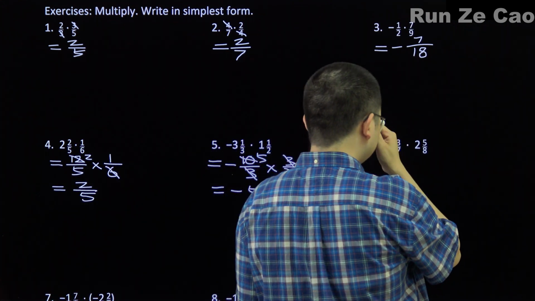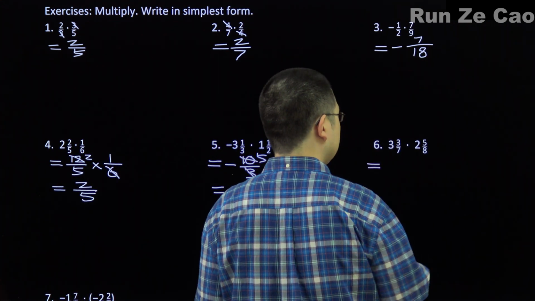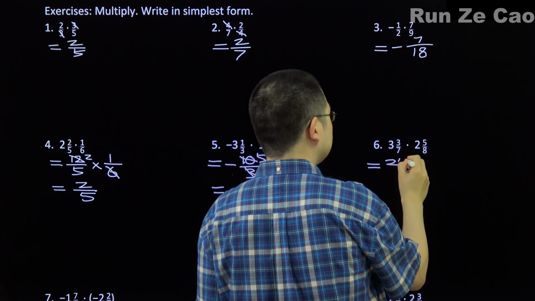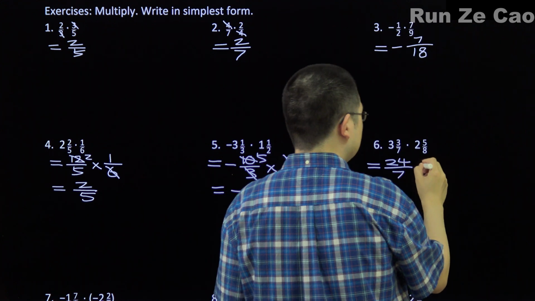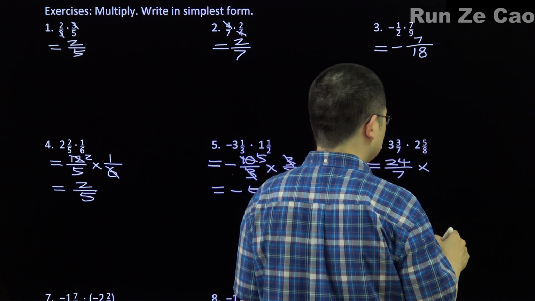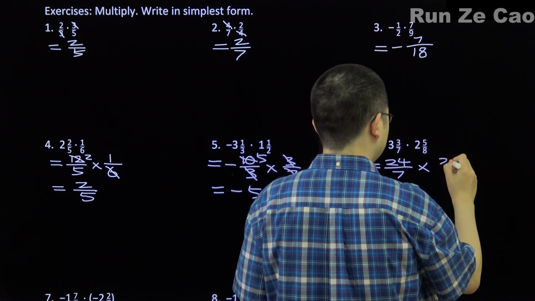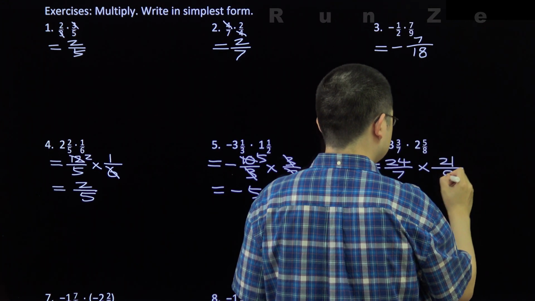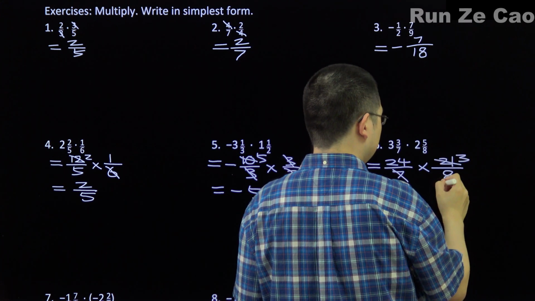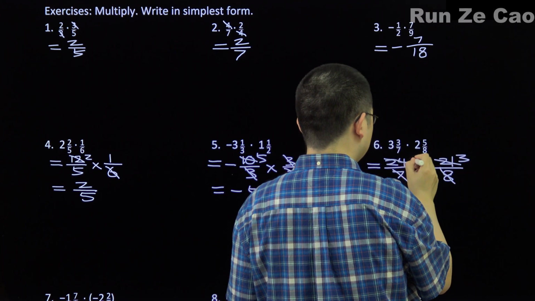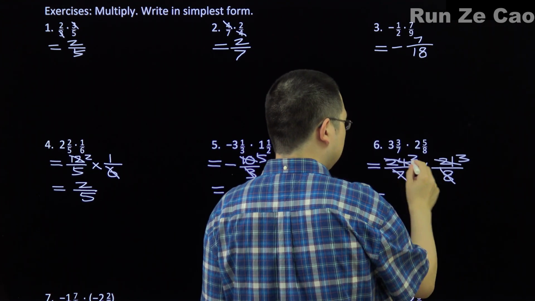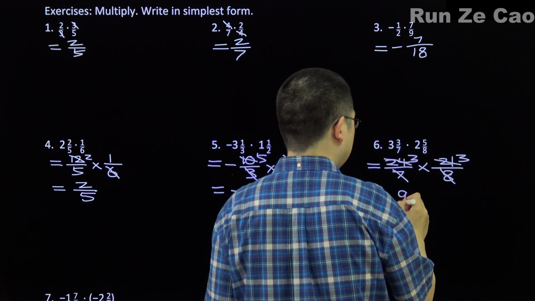3 and 3 over 7. 3 times 7 is 21, plus 3 is 24, over 7, times 2 times 8 is 16, plus 5, 21 over 8. So 7 cancels with the 21 to give us a 3, 8 cancels with the 24 to give us, well, a 3 there, and 3 times 3 is 9.